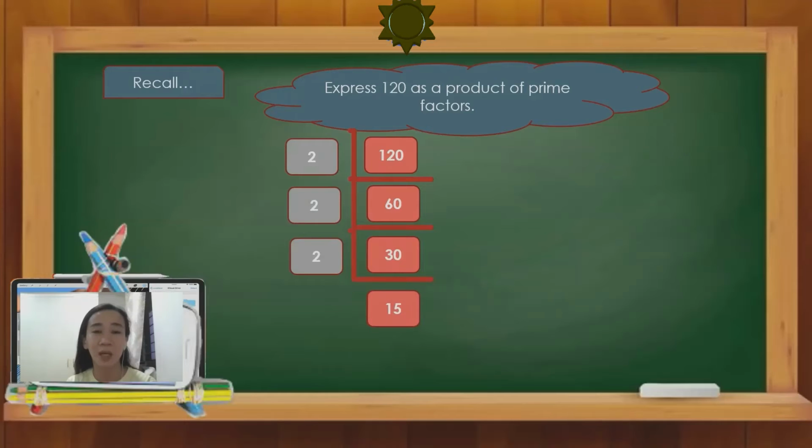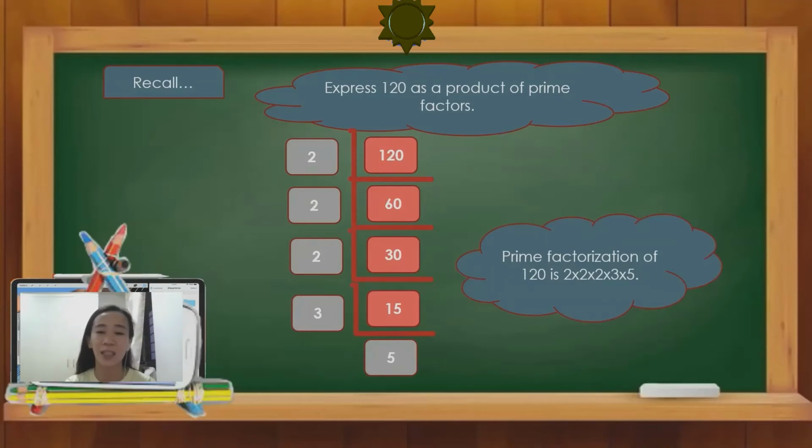15. Can we divide 15 by 2? No. How about by 3? Yes, we can divide 15 by 3 and that is 5. We can stop now because 5 is now a prime. Therefore, the prime factorization of 120 is 2 times 2 times 2 times 3 times 5. Let us check. 2 times 2, 4 times 2, 8. 8 times 3, 24. And 24 times 5 is 120. Therefore, we are correct that the prime factorization of 120 is 2 times 2 times 2 times 3 times 5.